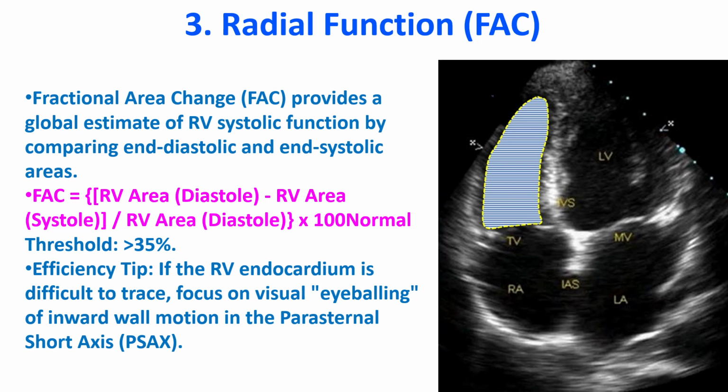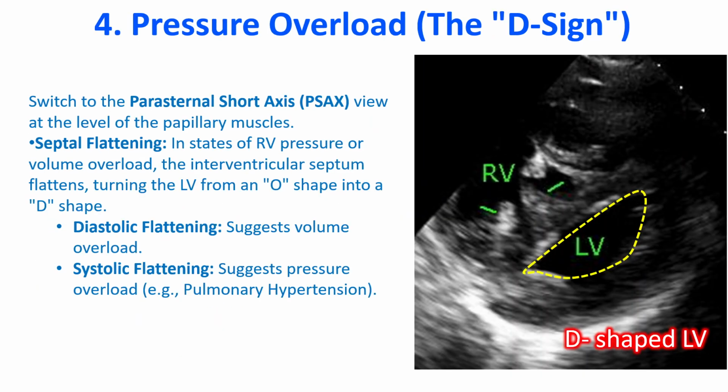If the right ventricular endocardium is difficult to see, focus on visual eyeballing of inward wall motion in the parasternal short axis view. 4. Pressure overload, the D sign. Switch to parasternal short axis view at the level of the papillary muscles.